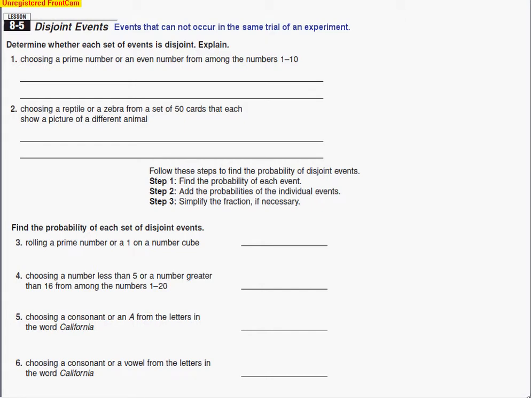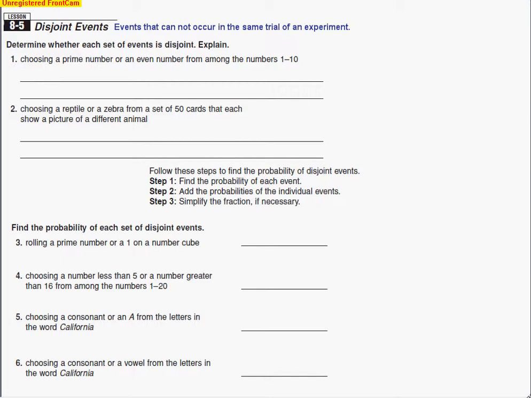Today we will be looking at disjoint events. Up in blue, right next to the words disjoint events, I gave the definition, which is events that cannot occur in the same trial of an experiment. Well, that's kind of difficult to understand, a lot of tough vocabulary there. So let's take a look at an example before we get to the problems.